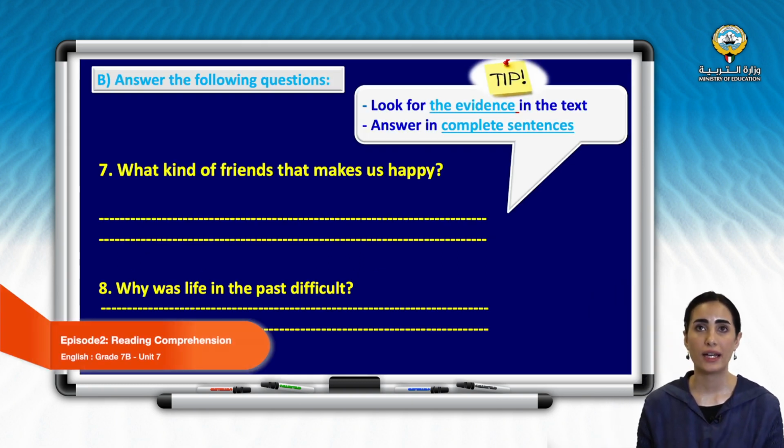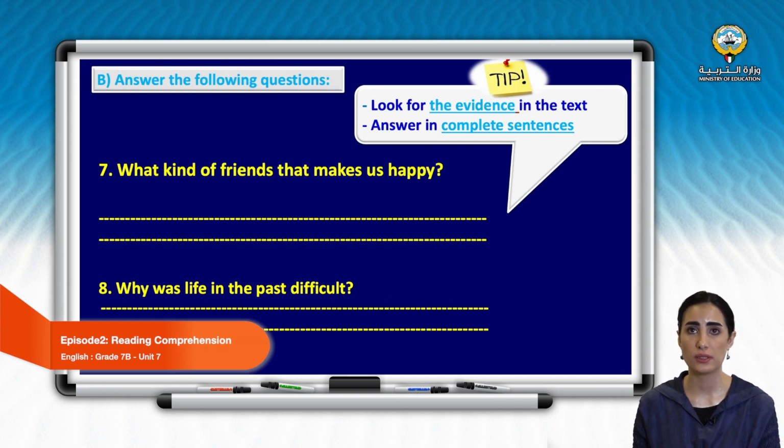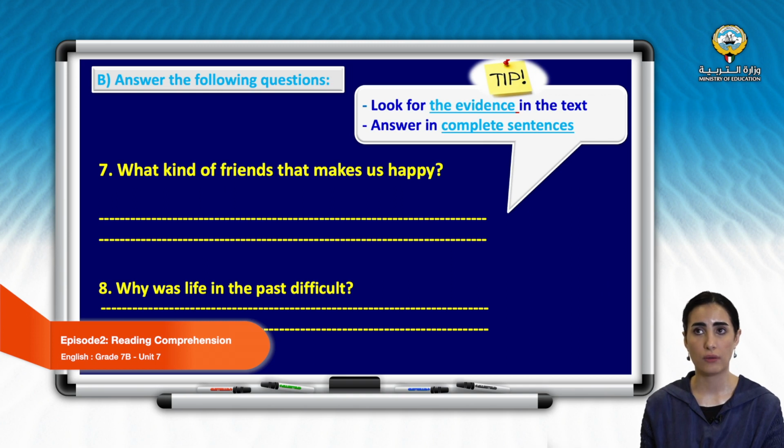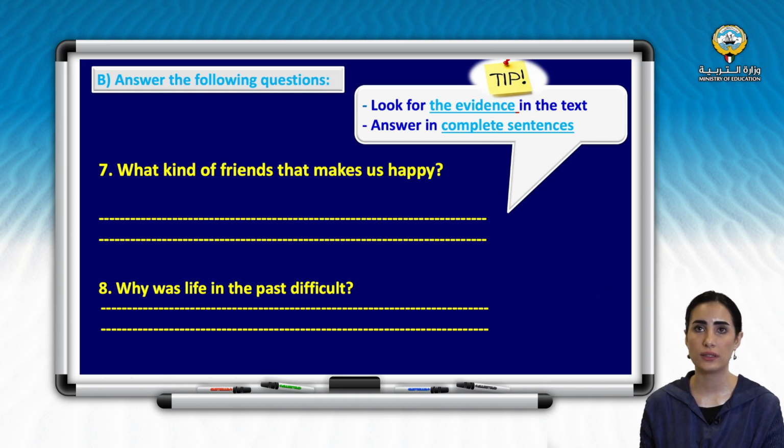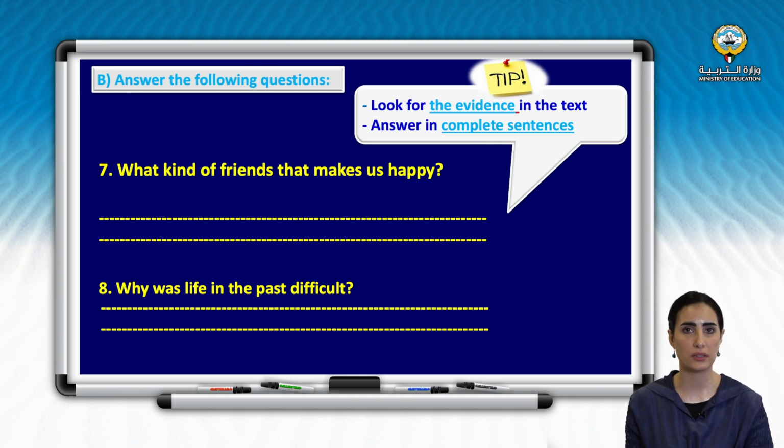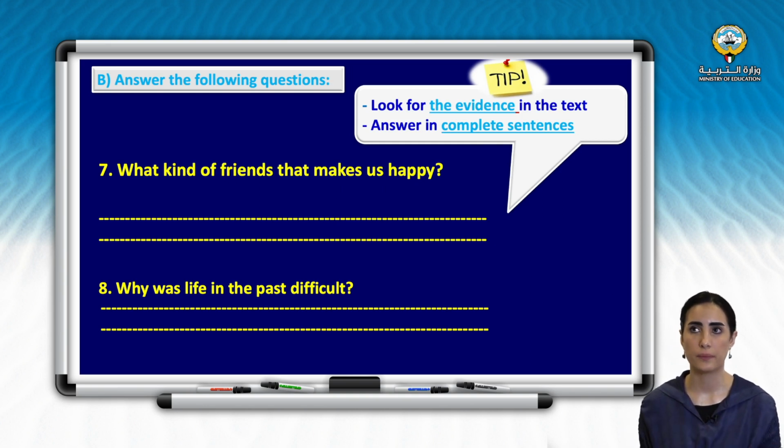Now we have answered the following questions. Number 7, what kind of friends makes us happy? 8, why was life in the past difficult? So let's answer number 7, but before we answer, we have to look for the evidence, of course, in the text, and answer in complete sentences.